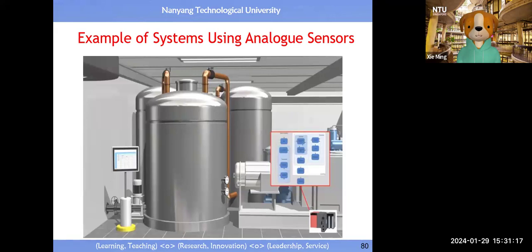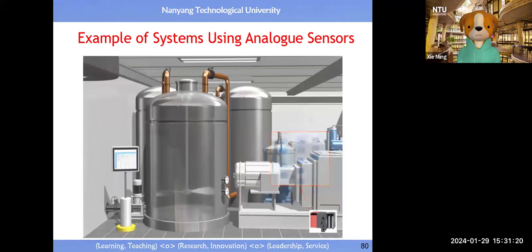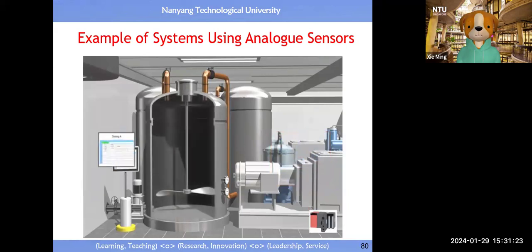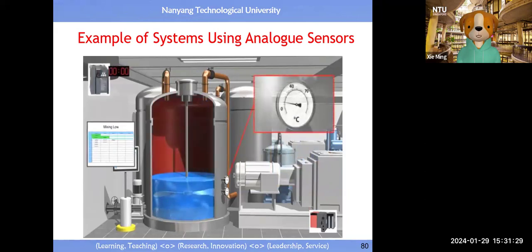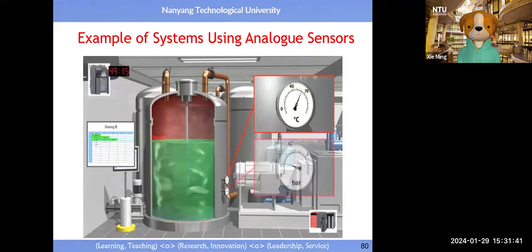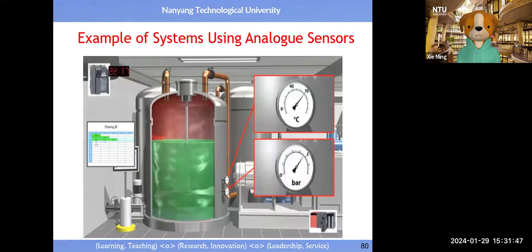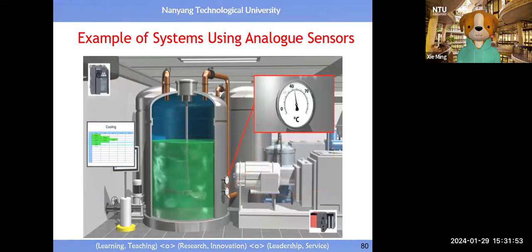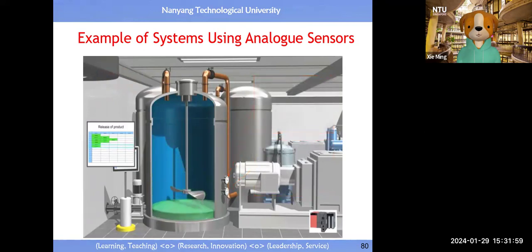This video helps you get an idea about the presence of analog sensors in industry. You will see a storage tank. Inside the storage tank of liquid, we need to constantly monitor the liquid level, to see whether the tank is full, empty, or half full. The sensor which measures the liquid level is an analog sensor. They measure the pressure difference, then compute the liquid level.